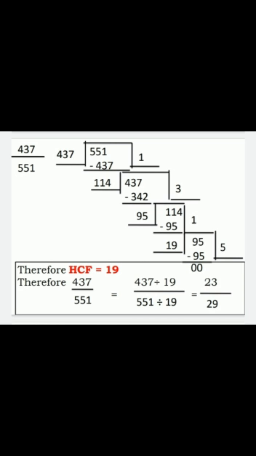Now 114 is to be divided by 95. So 95 ones are 95. Again subtracting 95 from 114, you get 19. Then bring down 95 and divide it by 19. So 19 5s are 95. The remainder is 0. So your HCF is what? 19. So 437 upon 551 is equal to 437 divided by 19 upon 551 divided by 19, which is equal to 23 upon 29.